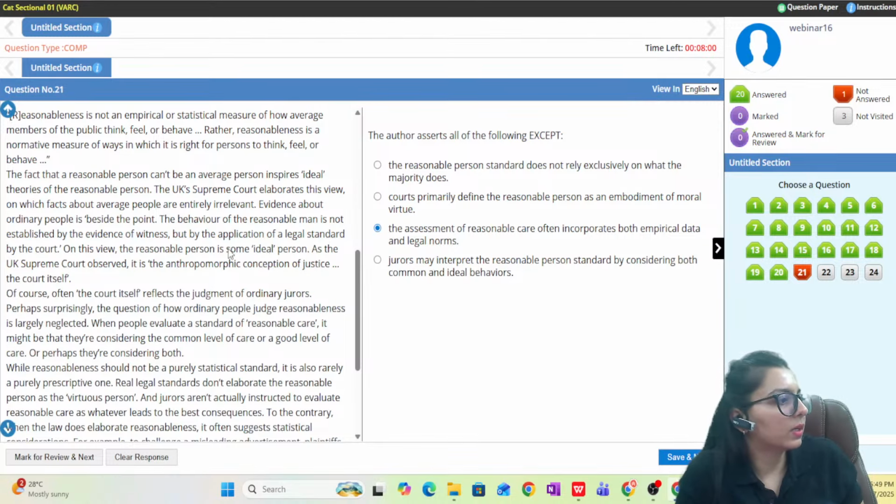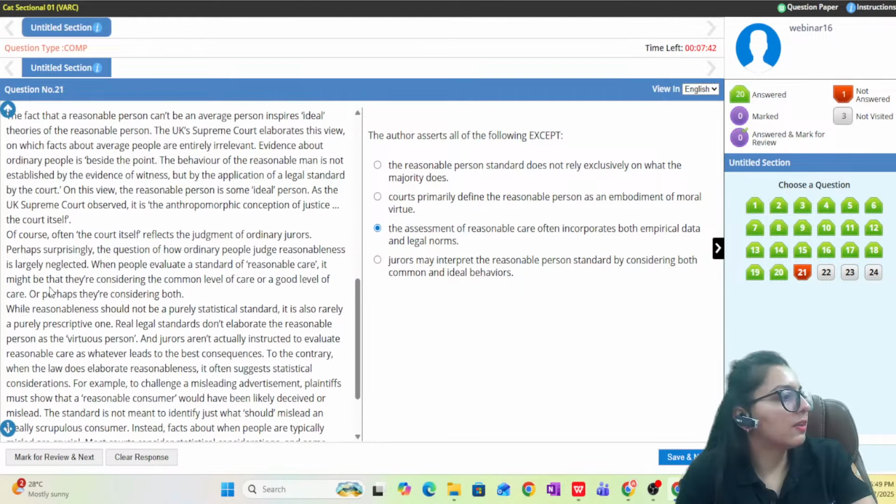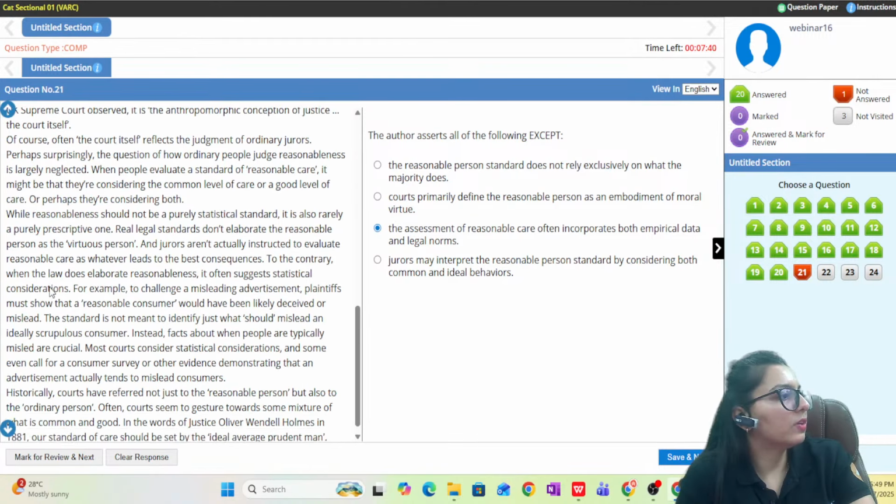Sorry, ये तो गलत mark हो गया गलती से. Evidence about the ordinary people is beside the point. The behavior of a reasonable man is not established by the evidence of the witness, but by the application of the legal standard of the court. In this view, the reasonable person is some ideal person, as the Supreme Court observed, is the anthropomorphic conception of justice of the court itself. Of course, when the court itself reflects the judgment of ordinary jurors.